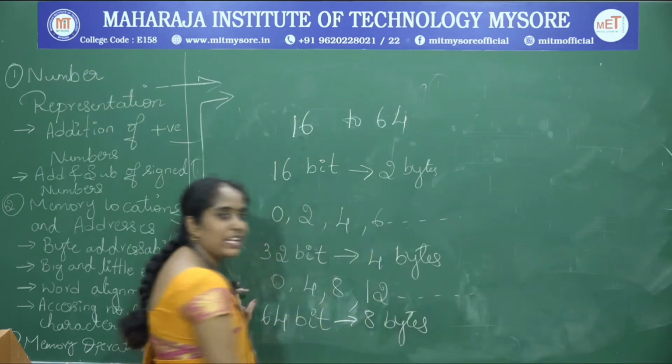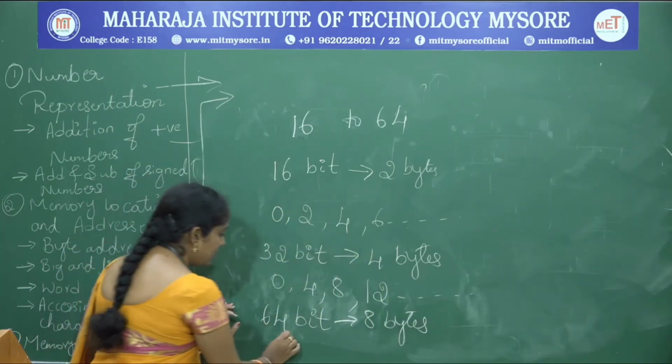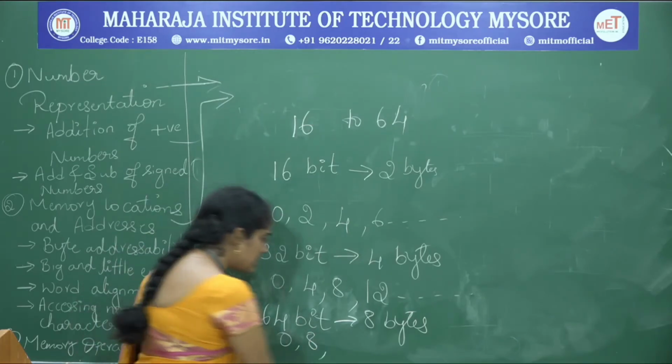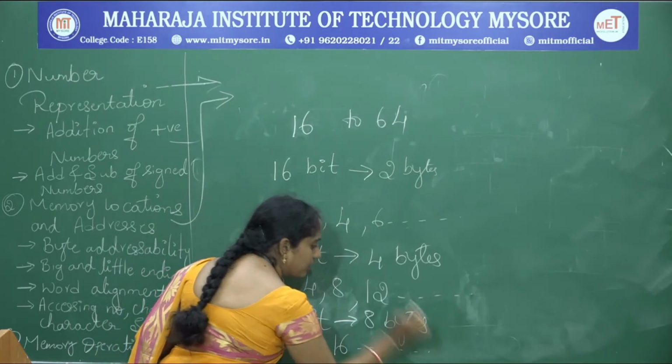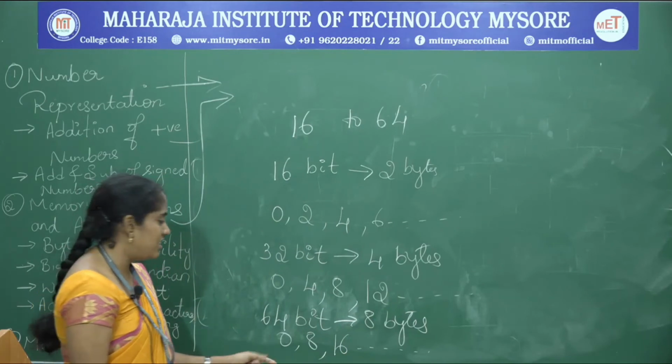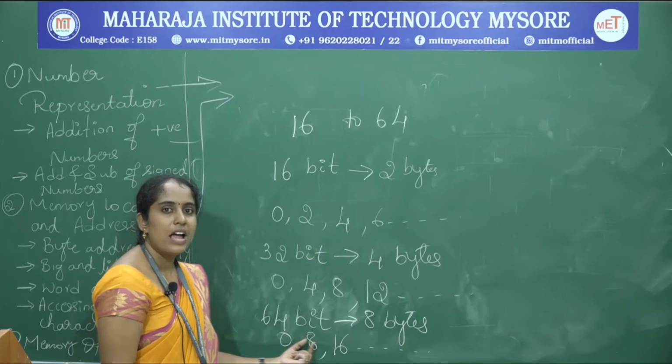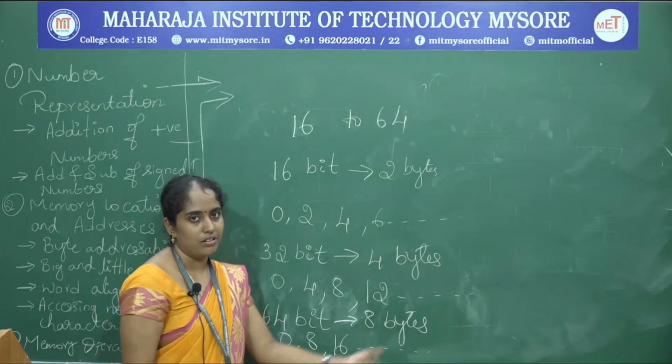So 8 bytes. In this case, 8 bytes means the word addresses are 0, 8, 16 and so on. The word address for a 64-bit word length is 0, 8, 16 and so on.